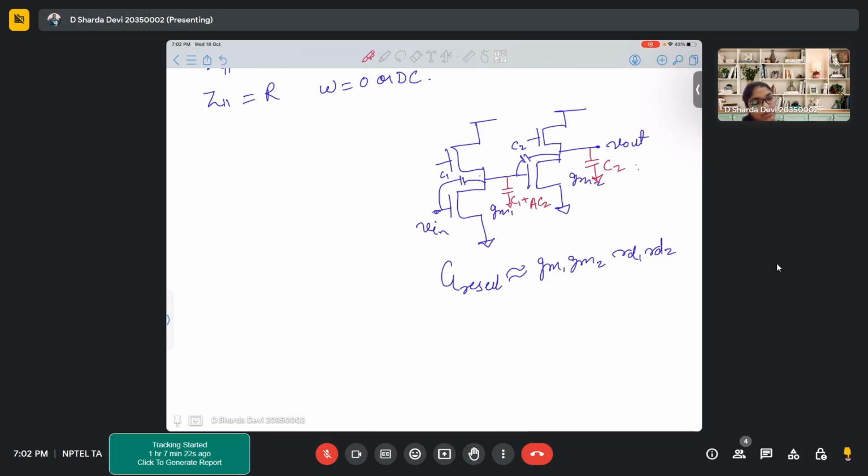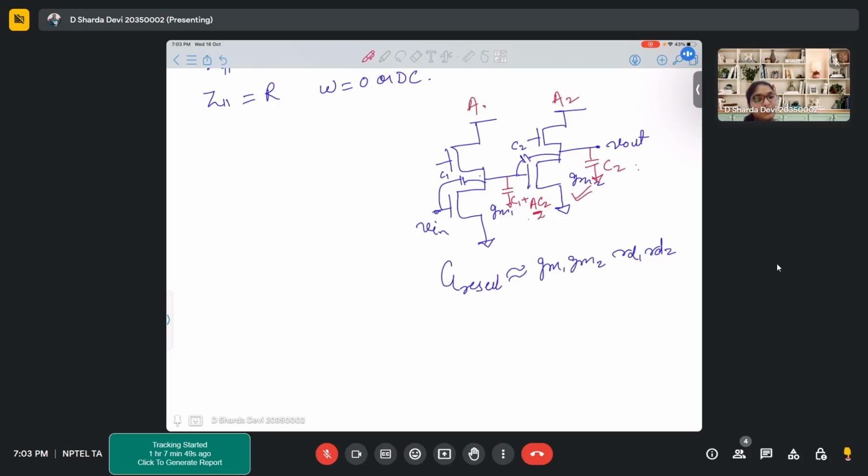Now this A is the gain of the entire system, GM1, GM2, RD1, RD2. But ideally speaking, this A should come from the second stage, so it should be A2.